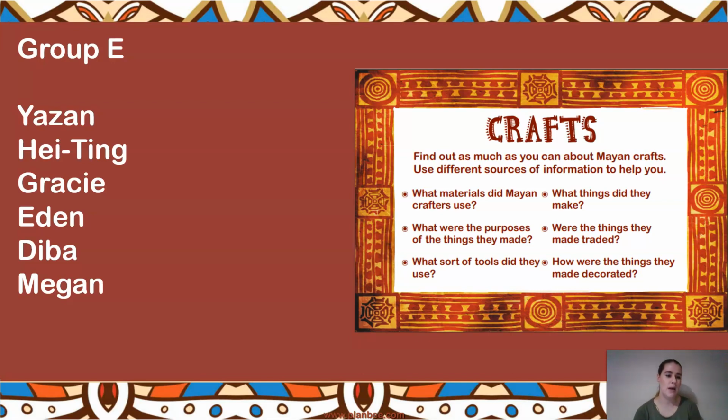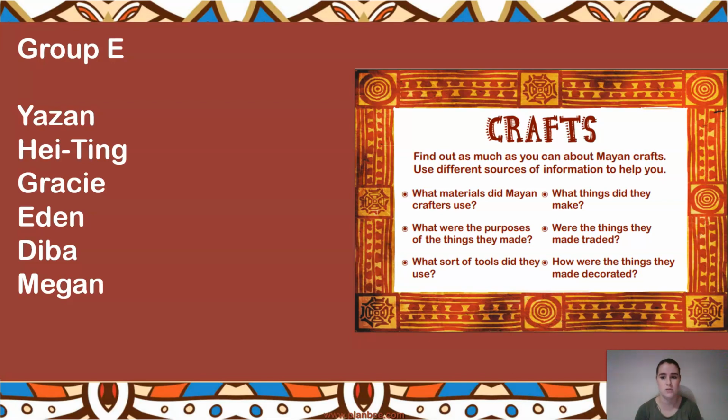Now Eden, Deba, Megan and Yazan, you were all at school together. So if it's easier for you to have a go at sitting and working together or trying to organise who's going to do what and creating one big massive A3 one, then that's brilliant, entirely up to you, okay? But you guys are going to be researching Mayan crafts, okay?